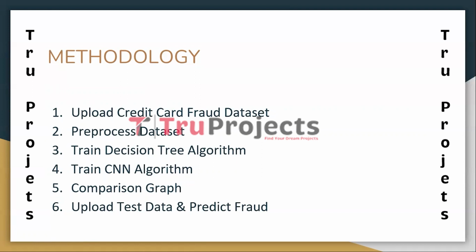Then the dataset will be split into train and test data, and the training data will be used for training the algorithms, and the test data will be used to compute the algorithm's performance. And then the third module is train the decision tree algorithm. In this module, we will train the decision tree algorithm with the processed dataset, which recursively splits the data based on feature conditions, enabling interpretable decision making and classification.